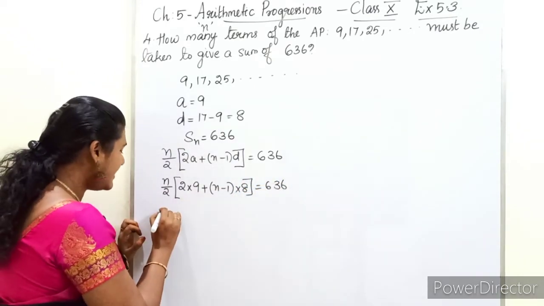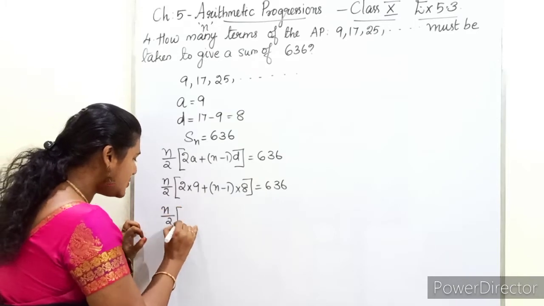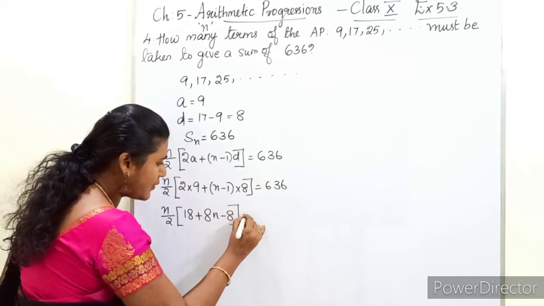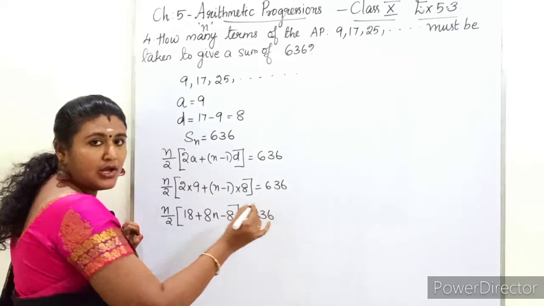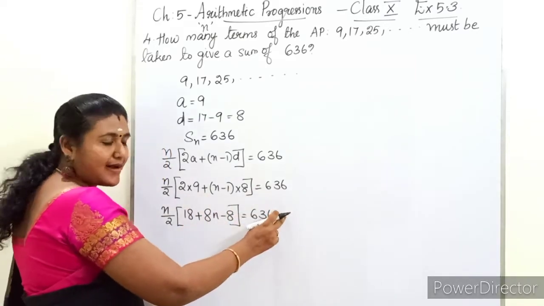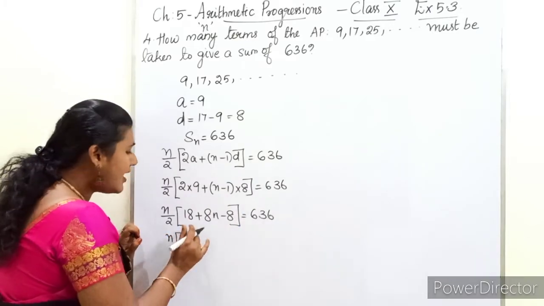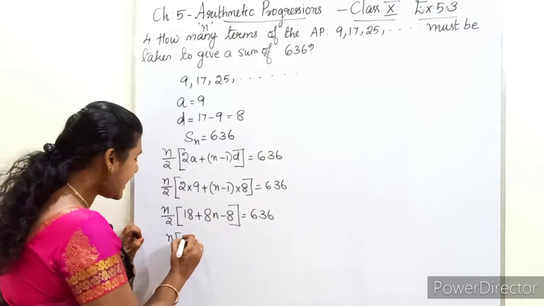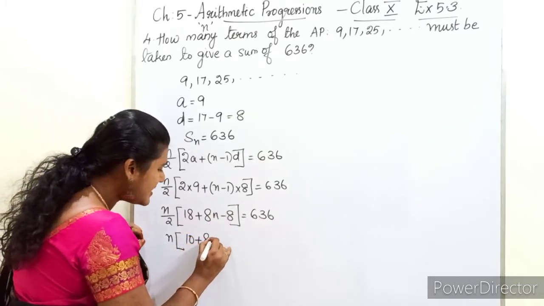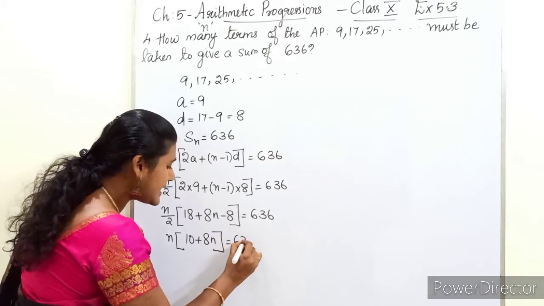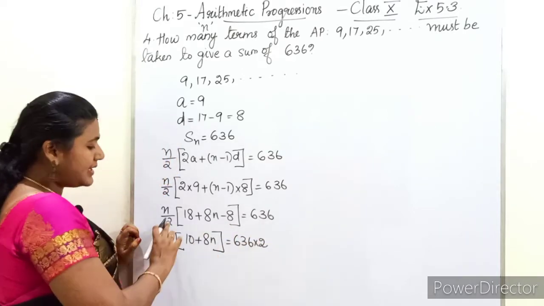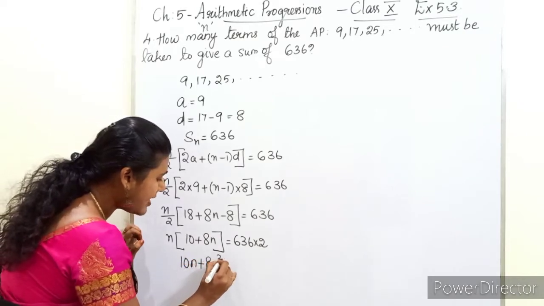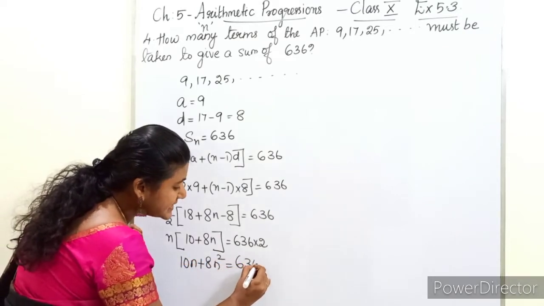Now we will simplify this. So n by 2 into (18 plus 8n minus 8) is equal to 636. Now we will take this 2 to the right side. So n into, inside the bracket we will simplify: 18 minus 8 is 10. So 10 plus 8n is equal to 636 into 2. Now we will multiply with the n. So 10n plus 8n square is equal to 636 into 2.